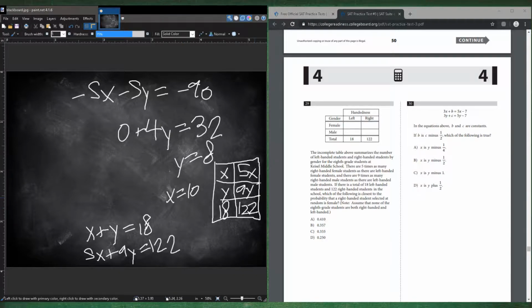So based on the chart, you just plug in the information. It asks what is the closest probability that a right-handed student selected at random is female. So right-handed students total 122, and the females are 5 times X, which is 50. So it's 50 over 122, which is about 0.41. So the answer is A.